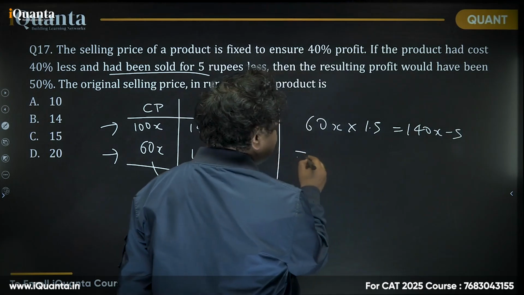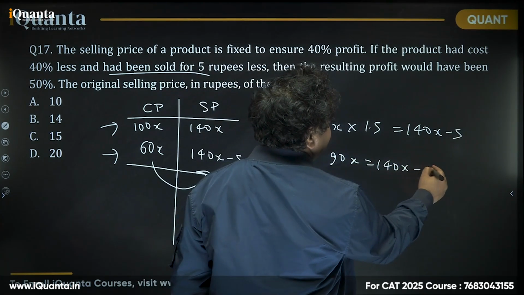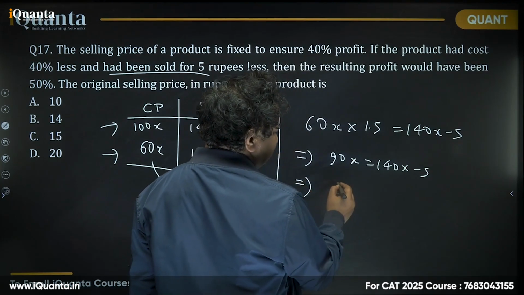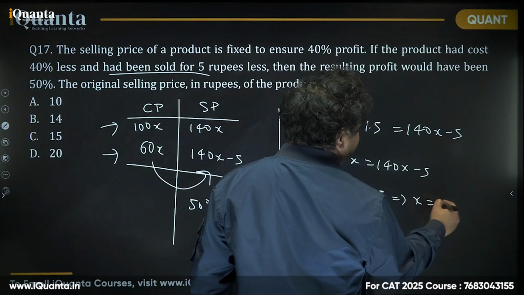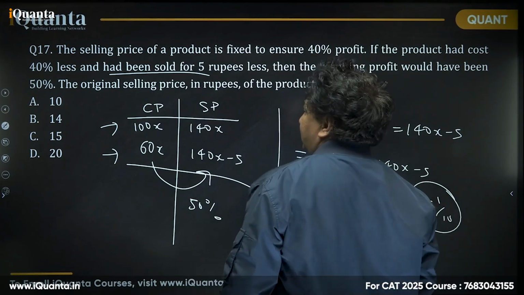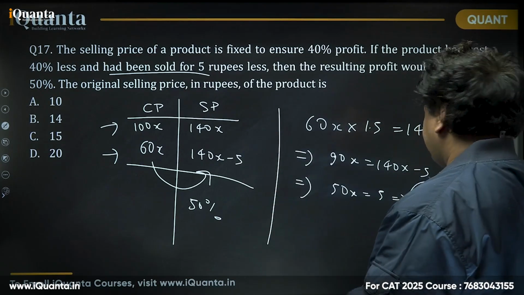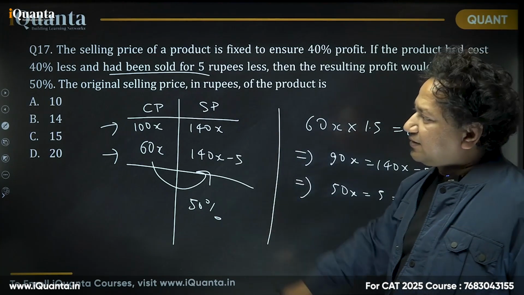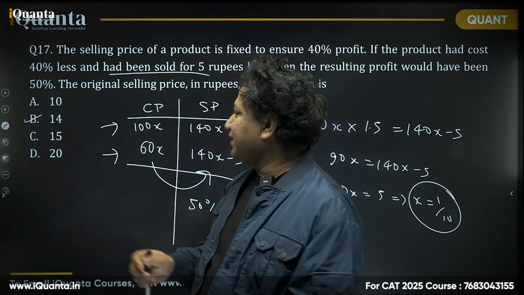So if I solve this, I get 90x is equal to 140x minus 5, which also gives us 50x is equal to 5, or x is equal to 1 by 10. Find the original selling price, 140x, x is 1 by 10. Let's put 1 by 10 here. So the answer is 14. This is an easy question. It's like giving you free marks.